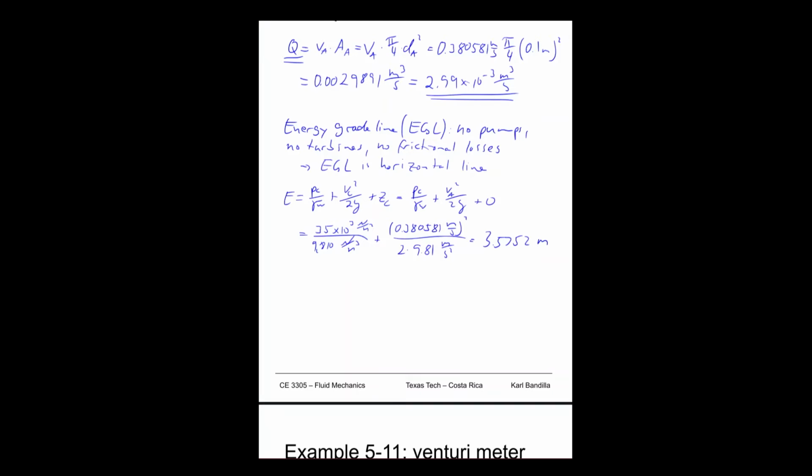Now, for the hydraulic grade line, this is not going to be a straight line, right? Because we have a change in velocity. So our hydraulic grade line, HGL, it is going to decrease from A to B.